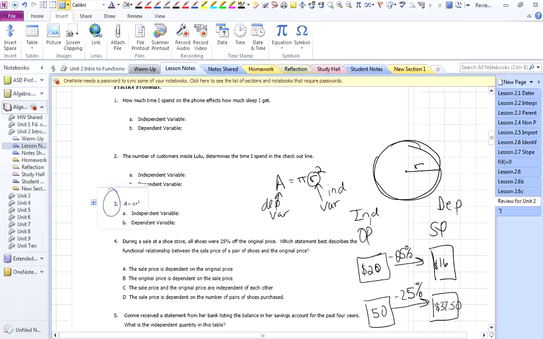No. When you go to the store, what determines how long you're going to stand in line? The number of customers that are already in line, right? So the number of customers in this case would be the independent, and the time is dependent upon how many customers are in line. But couldn't you just say the number of customers? I don't know. Okay.